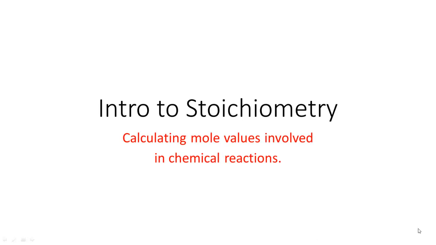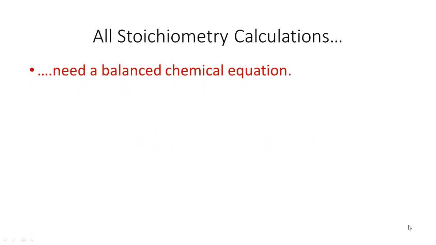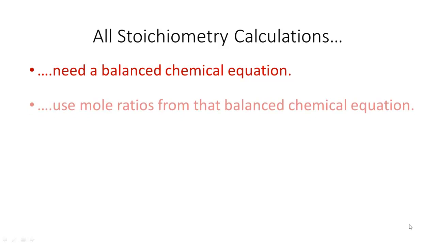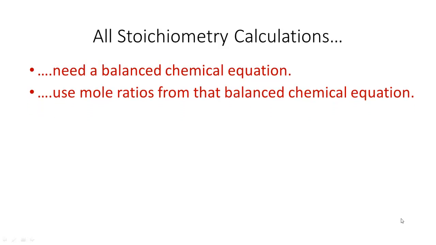In stoichiometry, we're going to learn how to calculate values involved in chemical reactions. And to start with, we're going to look at using mole values involved in chemical reactions from chemical equations. So here we go. All stoichiometry calculations, as I said, use a balanced chemical equation, and in one form or another, they use mole ratios from that balanced chemical equation to calculate amounts involved in reactions.